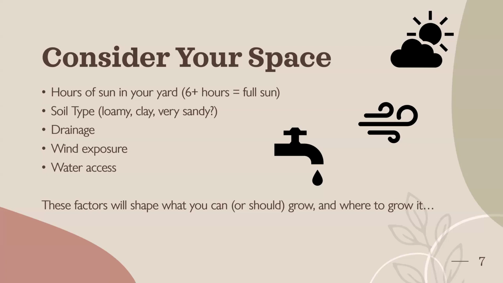And then you want to also think about wind exposure and water access. So if there's a really strong wind coming, is there something you can put up to create a barrier to protect more sensitive plants? Or where are you getting your water? Do you have water access out there? These factors are all going to shape what you can or should grow and where to grow it.